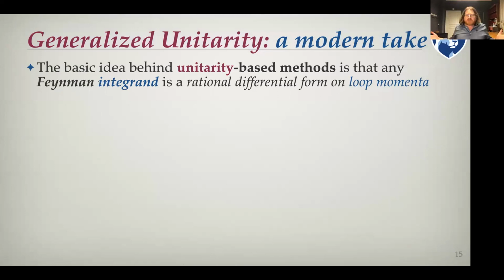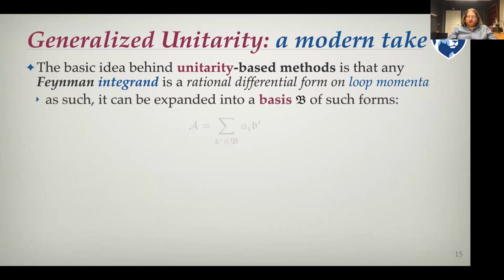The Feynman integrand is some rational, or at least algebraic, but usually it's rational differential form on the space of loop momenta. Well, rational differential forms span a vector space. I mean, rational functions with bounded degree span a vector space. And as such, you can just choose a basis of arbitrary rational functions. And you can write an amplitude in terms of that basis.